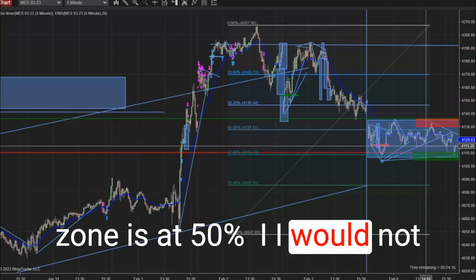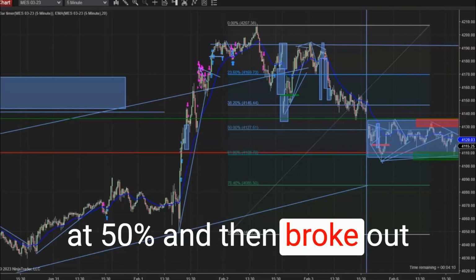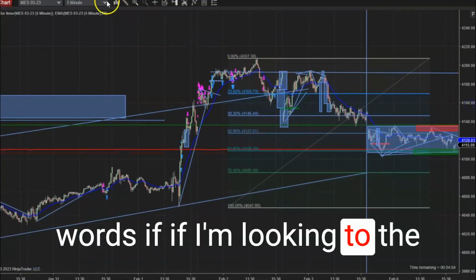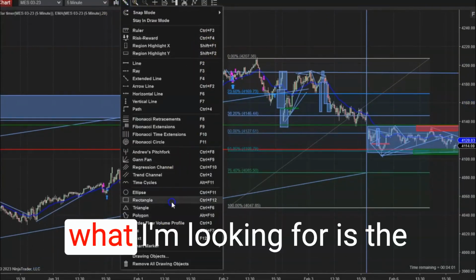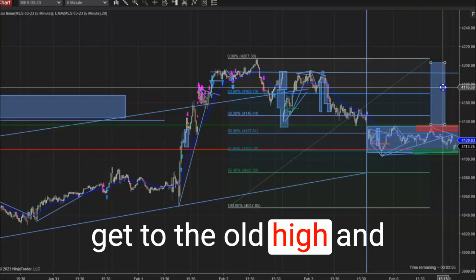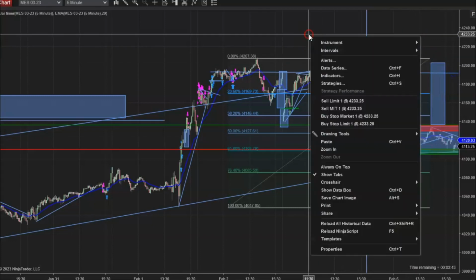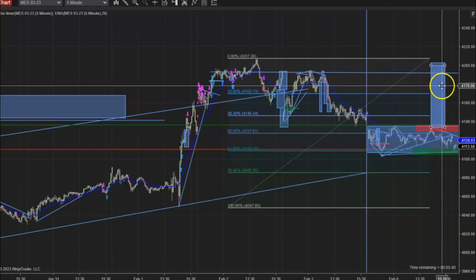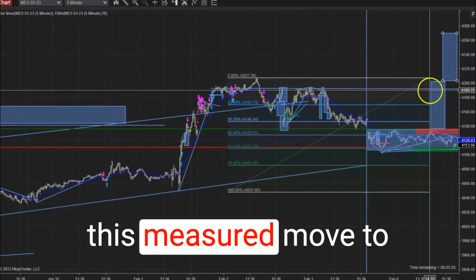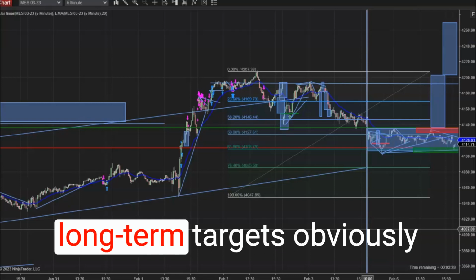I would not be surprised if the market consolidated here at 50% and then broke out to the upside, which means you could capture this move plus another. In other words, if I'm looking to the long side, the reward to the upside is just to get to the old high, and then a measured move of, let me copy this, a measured move of that size to get from this measured move up to here.